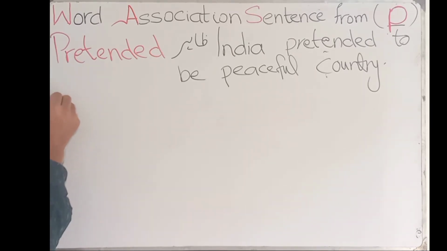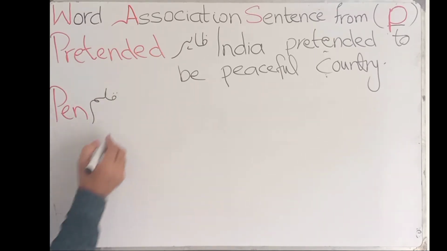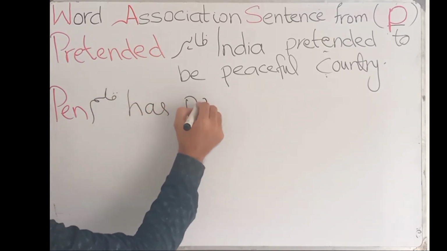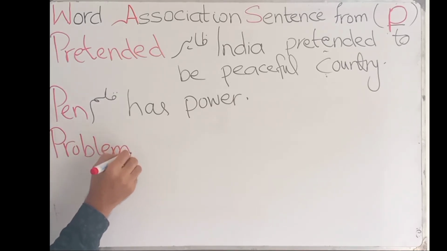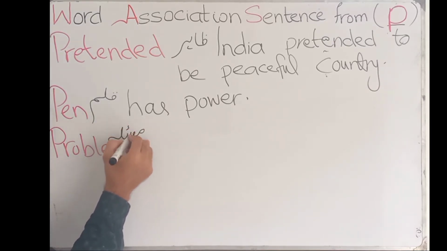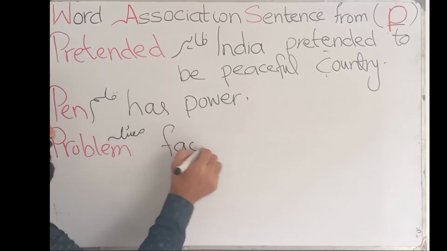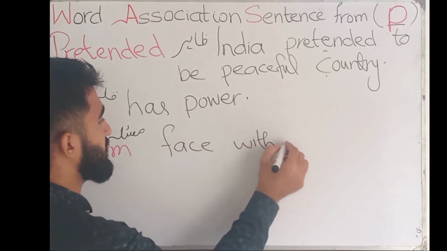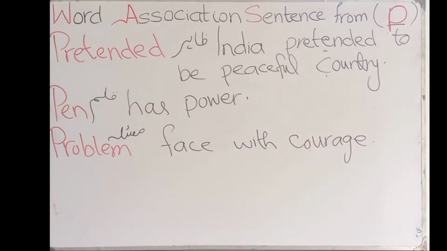The next word is pen. Its meaning in Urdu language is kalam. The sentence of word pen is pen has power. The next word is problem. Its meaning in Urdu language is mas'ala. The sentence of word problem is face the problem with courage.